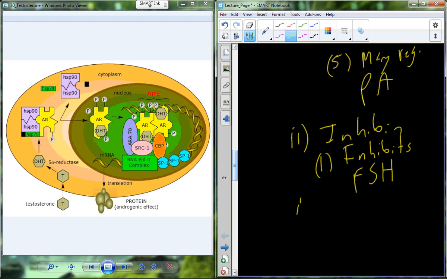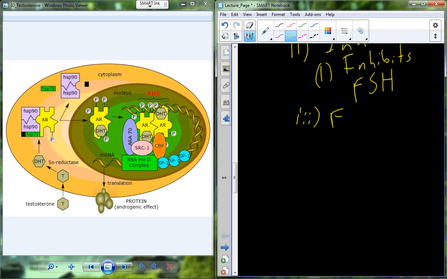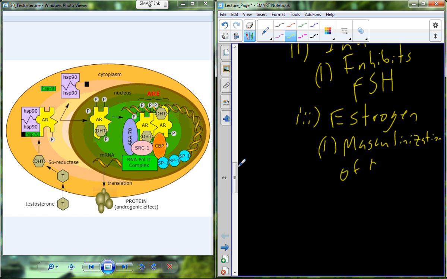And then finally, again, just to have it in your notes, because it is rather interesting and maybe a little bit unexpected, testosterone that's produced by the testes is released into the bloodstream, interacts with the adipose tissue and some other tissues, including the brain tissue, to be converted into estrogen through the aromatase enzyme complex. And this results in the masculinization of the male brain.